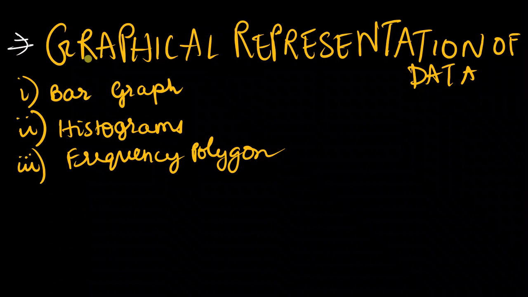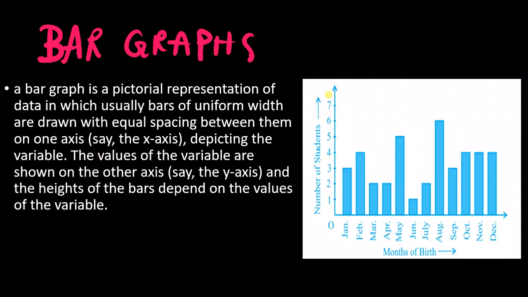When we have data, if we represent it through various types of graphs, we call that the graphical representation of data. Now we can represent data graphically through three types of graphs, that is bar graph, histograms and frequency polygon. We are going to be discussing these three graphs in this chapter. First of all we will study what is a bar graph.